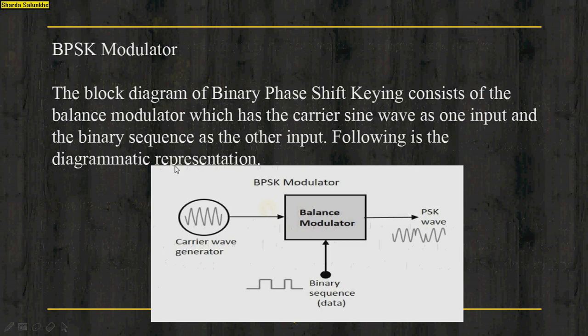BPSK modulator: the block diagram of binary phase shift keying consists of a balanced modulator which has the carrier wave as one input and the binary sequence as the other input. These two inputs get multiplied in the balanced modulator and the output becomes BPSK, where the phase changes as per the digital data.